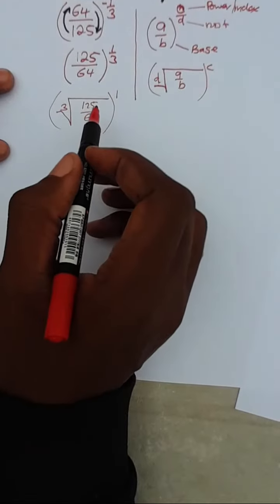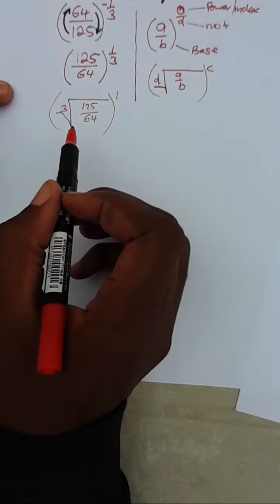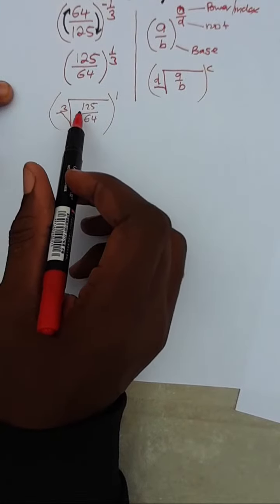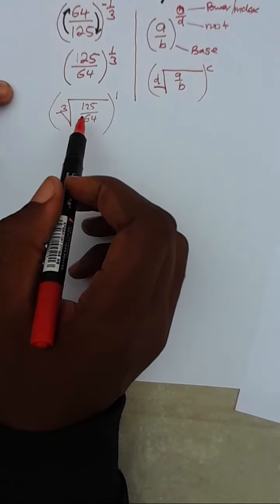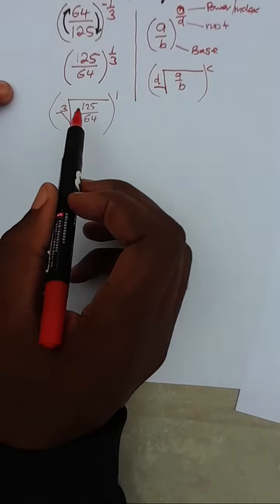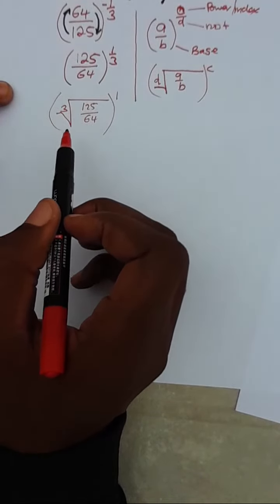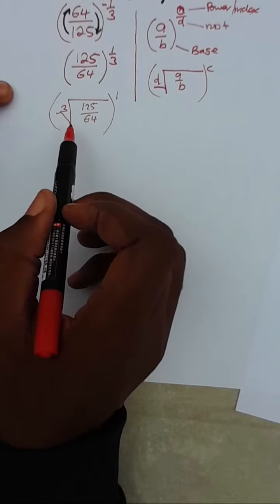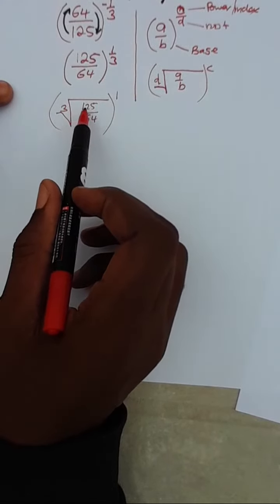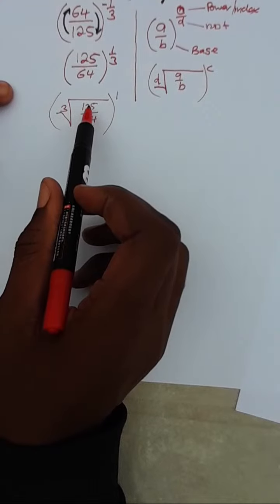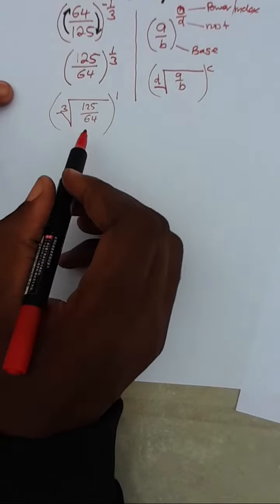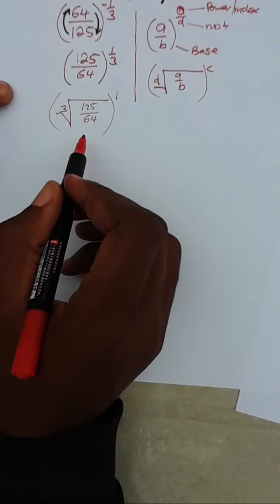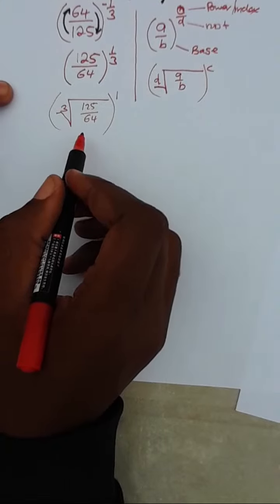Now, what does it mean when they say find the cube root of a number? A cube root of a number is a factor of that number such that if it is multiplied by itself 3 times, you get back the number. So the cube root of 125 is 5, because 5 times 5 times 5 is 125.